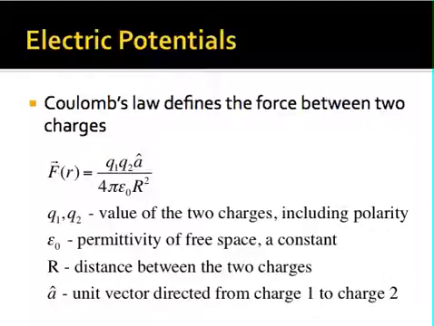The first thing to remember is the electric potential, and the best place to start is to remember that when we have two charges, Q1 and Q2, there's a force between them. The direction of the force is along the axis that connects the two charges, and the magnitude of the force is given by this equation, where Q1 and Q2 are the value of the two charges, and polarity is included, so a negative charge would have a negative sign associated with it. Epsilon naught is a constant, the permittivity of free space. R is the distance between the two charges, and a hat is the unit vector that's directed from charge 1 to charge 2.